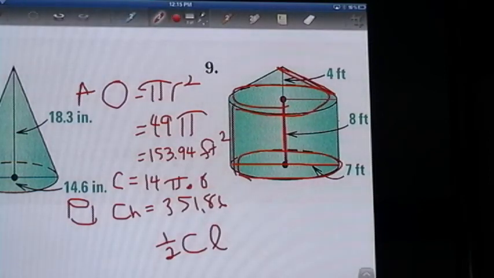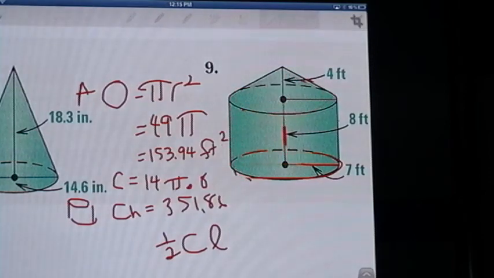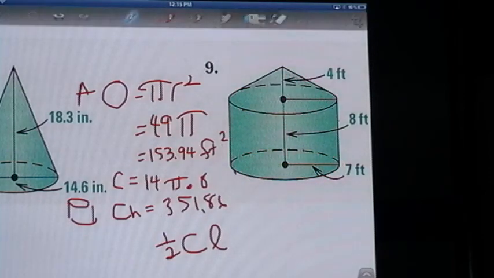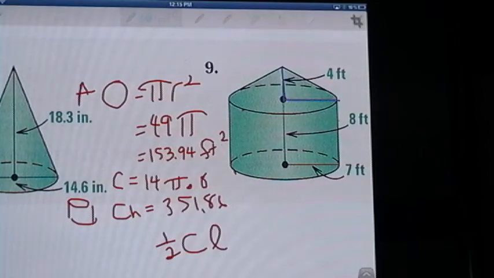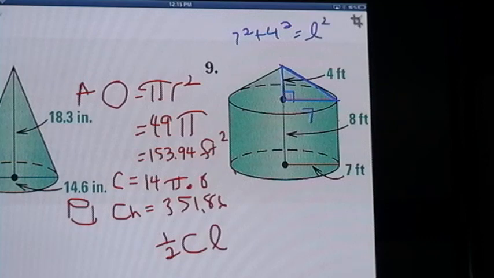Well, we don't have the slant height, so let's erase all this junk in here so we can see what we're looking at. Okay, so we're looking for the slant height here. We have a right angle right there. We know that this is 7 feet, so we need to find this hypotenuse right here. 7 squared plus 4 squared is going to equal that hypotenuse, which I'm going to label L because it's the slant height. So 49 plus 16 is 65. Take the square root of that, and we get 8.06 for the slant height.